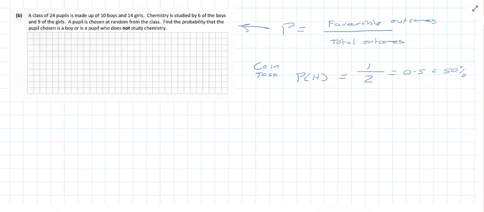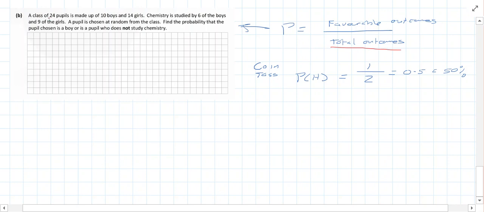If we take the question, the outcomes are the students and what subjects they study. If we read the question: a class of 24 pupils is made up of 10 boys and 14 girls. Chemistry is studied by 6 of the boys and 9 of the girls. A pupil is chosen at random from the class. Find the probability that the pupil chosen is a boy or a pupil who does not study chemistry. So all the boys are going to be included, but we're only going to include the girls who don't study chemistry.